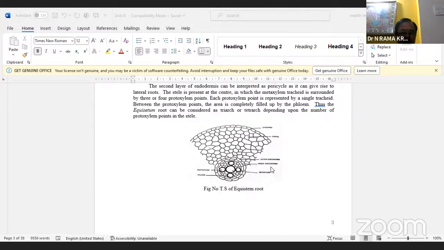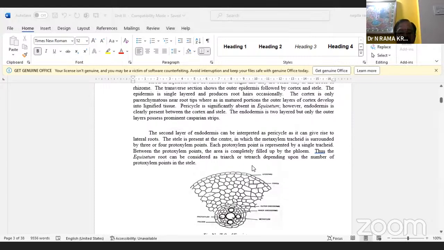And next one is the stele. Okay, the stele contains large metaxylem at the center. The xylem may be triarch or tetrarch: 1, 2, 3 triarch, or 1, 2, 3, 4 tetrarch. Phloem is present in the space between the xylem tracheids. So now you see here, this is the phloem, and this is the xylem, 1, 2, 3, 4 xylem. Beside the xylem is the phloem. Okay, so there is no pith in the root.